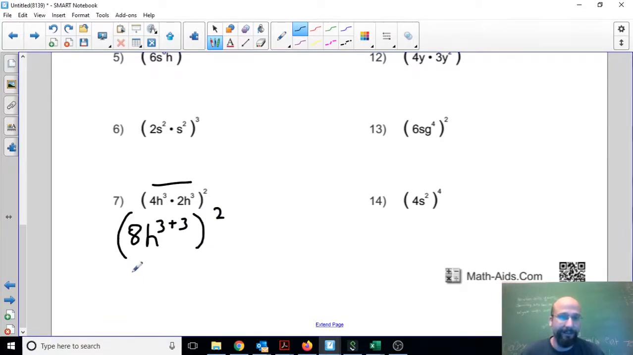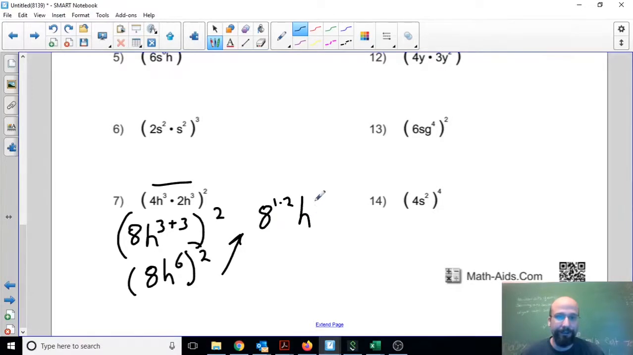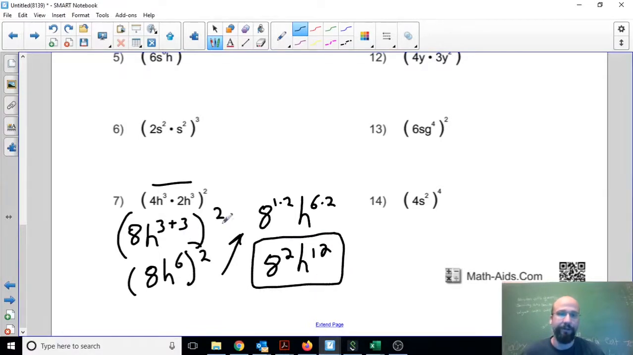I'll simplify this, so that would be 8h to the 6th, and everything's squared. And now I'm going to distribute the 2 to everything inside of the parentheses. So that's going to be 8 to the 1 times 2, because this is an imaginary 1, and h to the 6 times 2. So this simplifies to 8 squared and h to the 12th. So that would be the final answer, and these are all the steps I need.